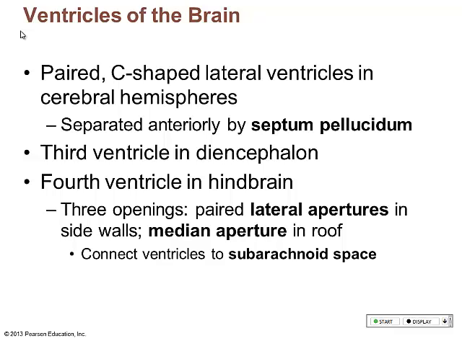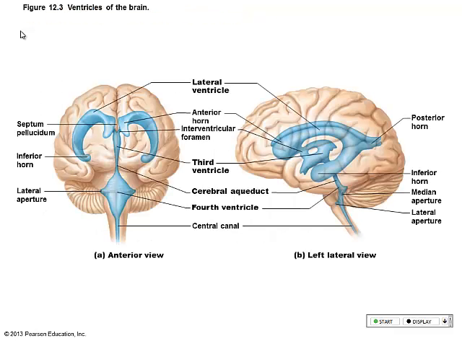Those lateral ventricles in the cerebral hemispheres are separated by a wall, or a septum pellucida. Third ventricle in the diencephalon, the central brain region. Fourth ventricle in the hindbrain. What's a hindbrain? Yeah, the behind and lower portion. So the blue portions of this diagram are where we see our brain ventricles.